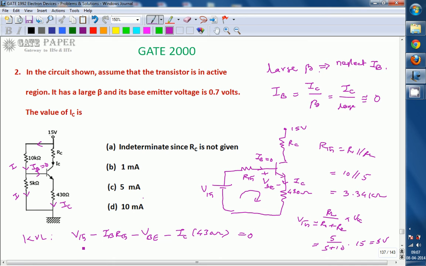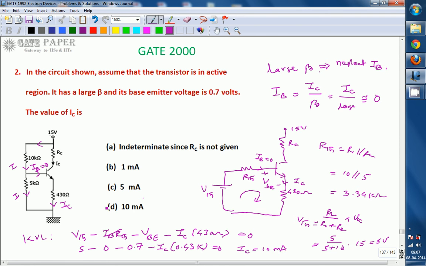So VTH is 5 volts, and the IB value is 0 because the base current is neglected, and VBE is 0.7. So 5 minus 0.7 minus IC times 0.43 kilo ohms is equal to 0. If you calculate the IC value from this, 5 minus 0.7 is 4.3, divided by 0.43, so the value is 10 milliamperes. 10 milliamperes is the current.